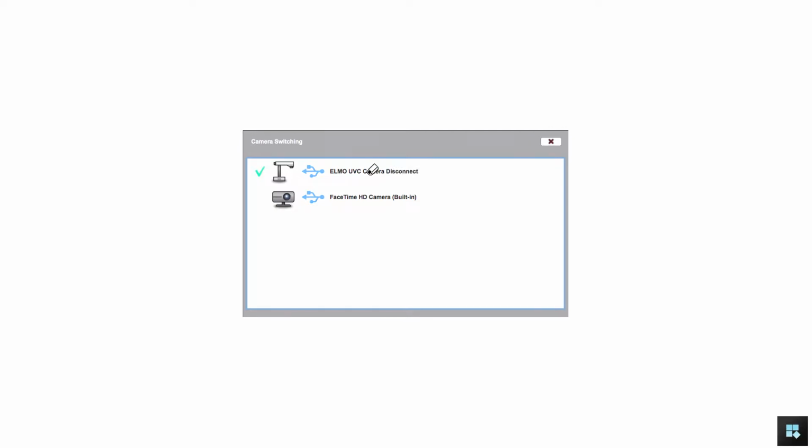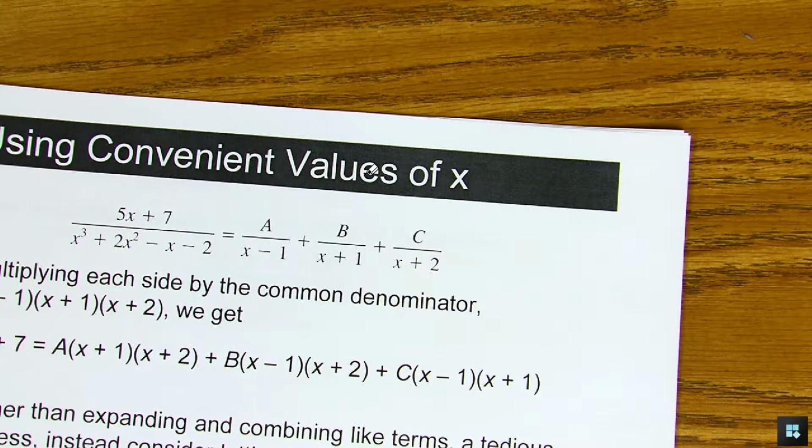But today, right now, what we're going to talk about is these convenient values. Give it a shot. Give it a chance. You might like it. To be honest, it's a lot easier than solving by linear equations, but it doesn't always necessarily work. But here we go.